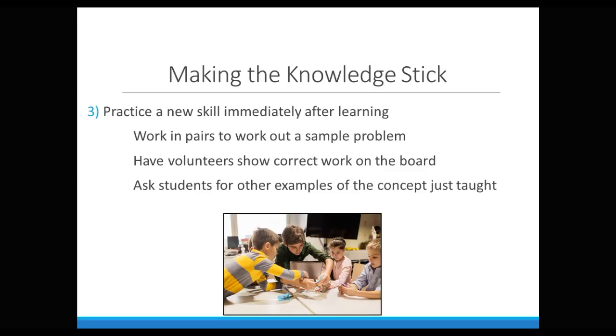Okay, technique number 3 is very simply just practice a new skill immediately after learning it. So often we forget to do this. So this can transpire in a lot of ways. Students can work in pairs, working out a sample problem. You can have volunteers show correct work on the board. You can also ask students for other examples of the content and concept that you just taught. So a lot of ways to do that. Just immediate processing can be so effective, and often we just give the information and move on before doing that.